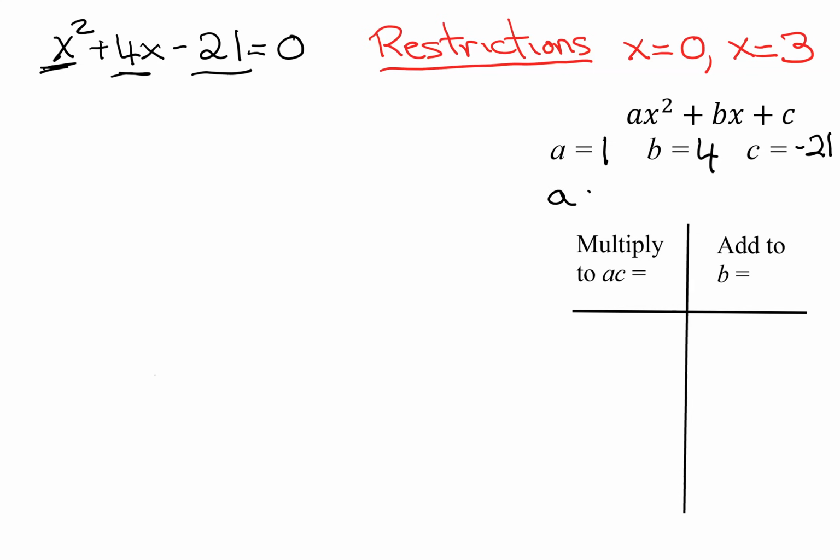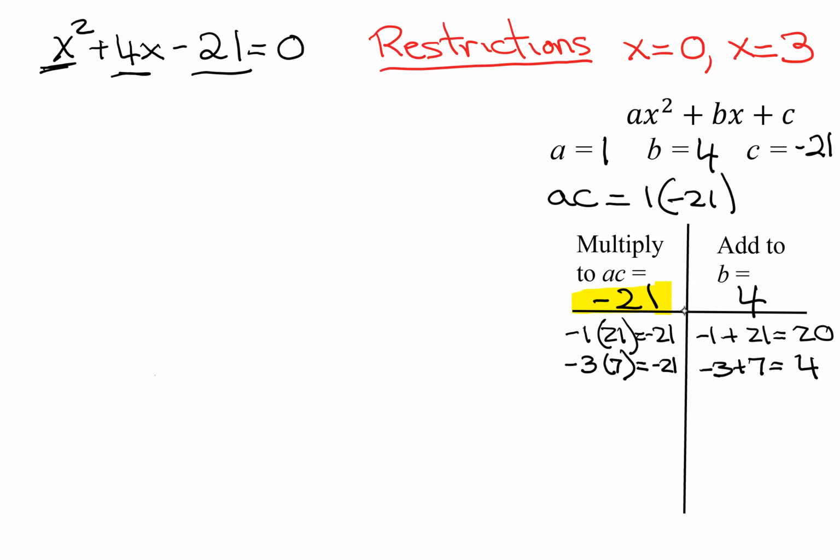So I'm going to multiply A times C, which is 1 times negative 21. I need two numbers that multiply to negative 21 and add to B, which is 4. So hopefully these numbers will come to you quickly, but I'm going to quickly do the table. Two numbers that multiply to a negative and add to a positive means the numbers have to be opposite in sign, and the bigger one has to be the positive. And here are the numbers that work. Negative 3 times 7 is negative 21. Negative 3 plus 7 is positive 4.